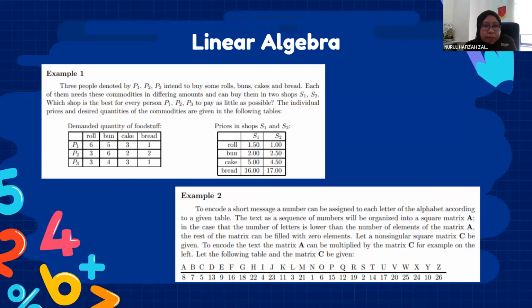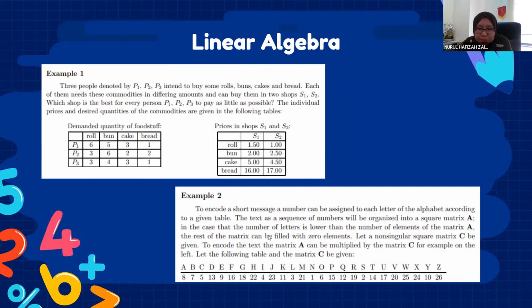So linear algebra, this is the example given. Example 1 is about food: roll, bun, cake, and then the quantities and also the prices. It is arranged in an array, in a table. Then you can arrange it in matrices, right? So the question is which shop is the best for every person to pay as little as possible. So this first example has the quantity and also the prices, and then the objective is to find the best shop.